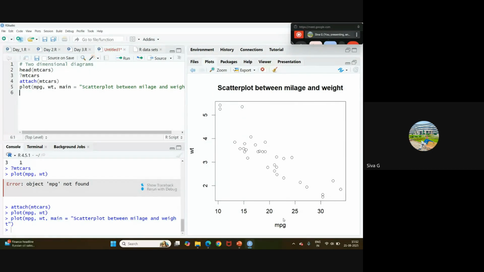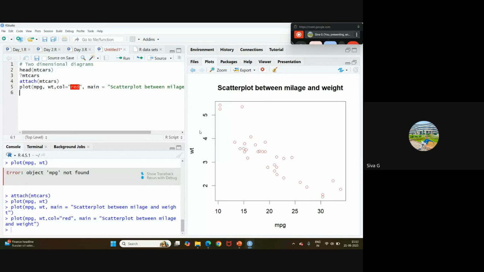X-axis, xlab. Y-axis, ylab. Already we know these arguments, so I'm not teaching again. By default we got MPG and weight here, so I am not going to change them. If you want to change, go for xlab equal to, in double quotation, and you can mention the name, and similarly ylab. And then if you want to give a color for these circles, you can give col equal to. Let us take col equal to red. Yes, now we got the red color.